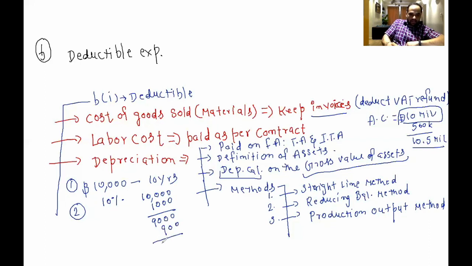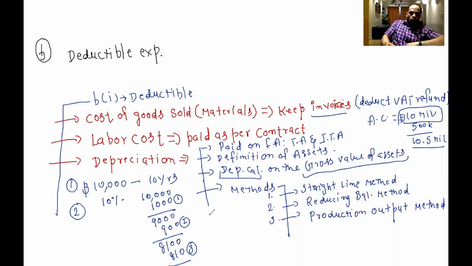10% of 9,000 is 900. That's 8,100, and 10% of that is 810. So this is the first year depreciation, second year depreciation, third year depreciation, and so on. These are deductible for the first year, the second year, and so on. This is called the reducing balance method.